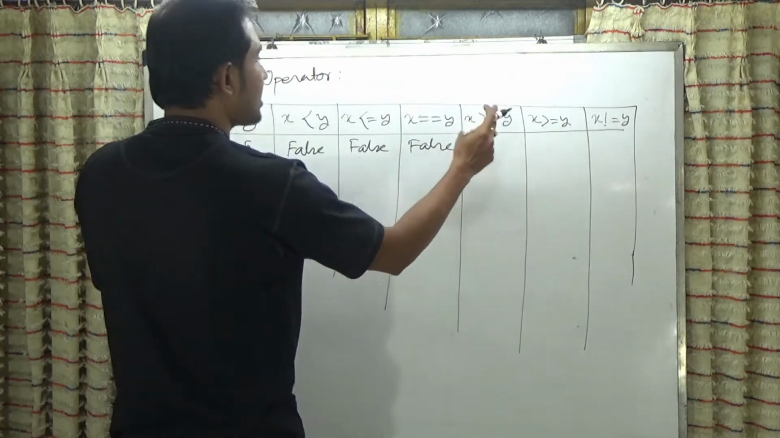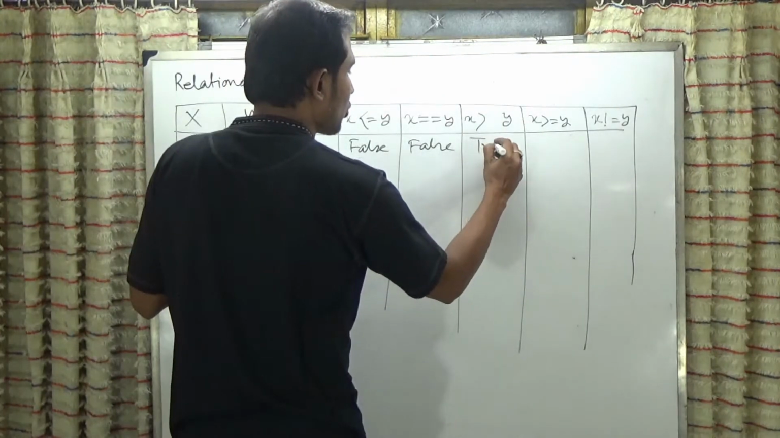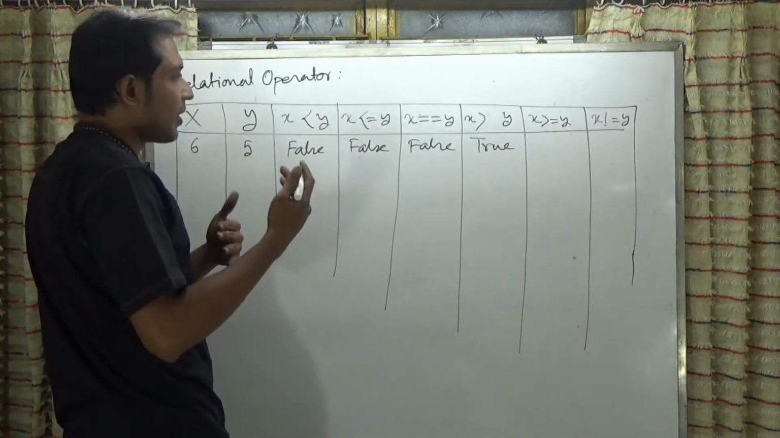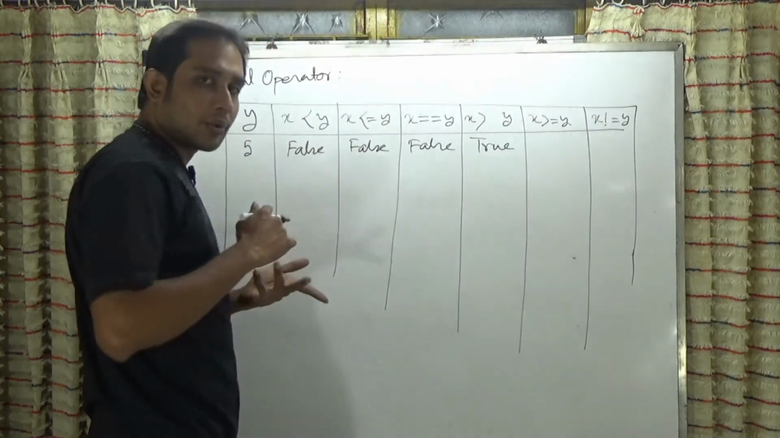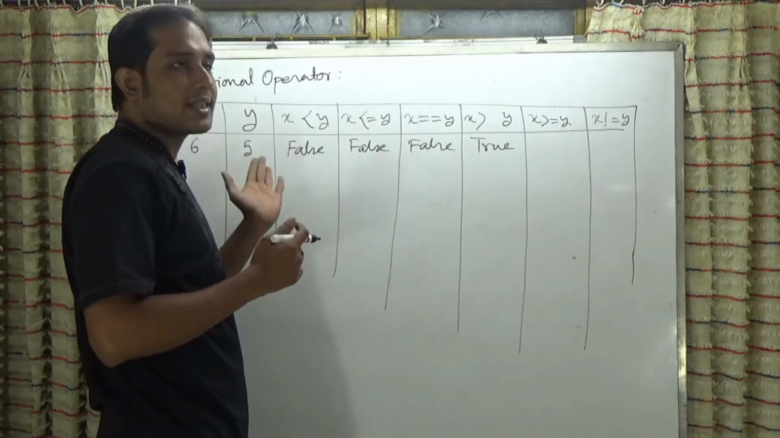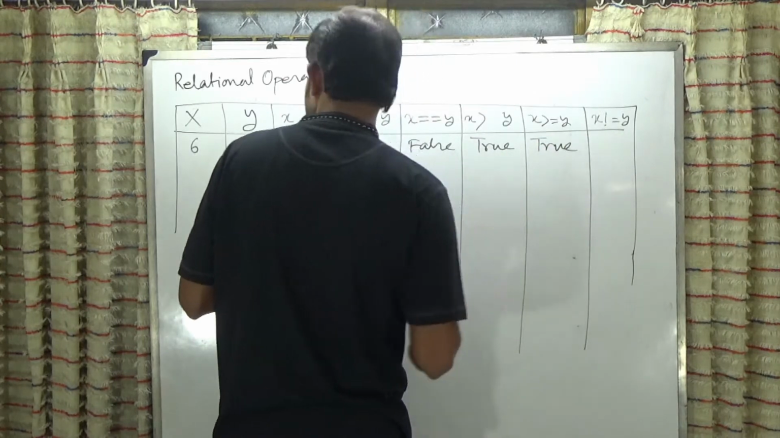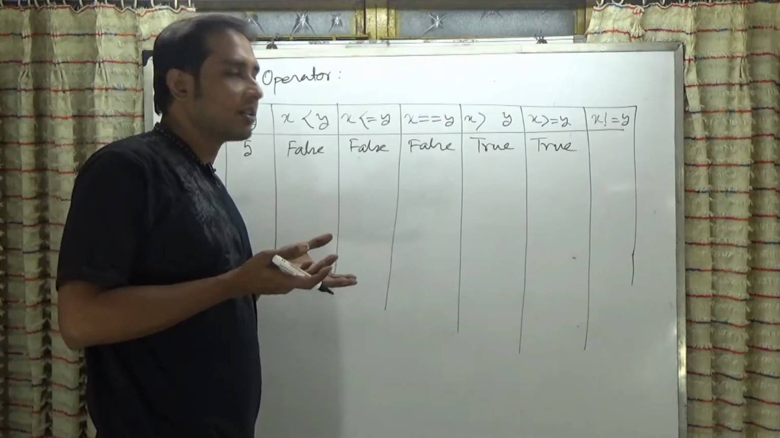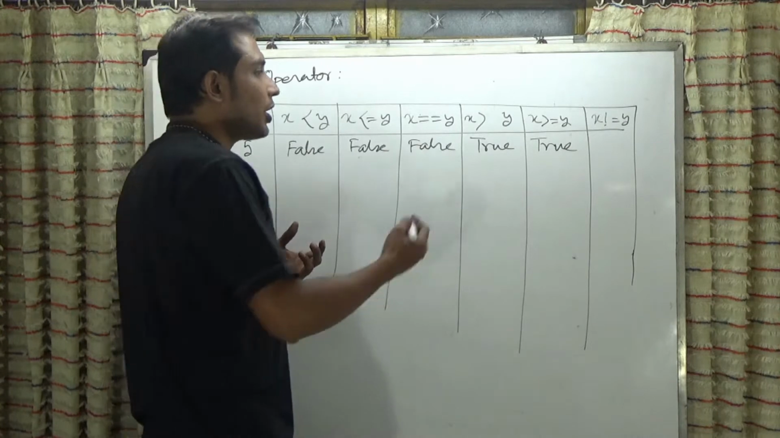In this case x is greater than y, so 6 is greater than 5, which is true, so it returns true. In this case also 6 is greater than 5 or equal to 5; it is not equal to 5, but as one condition, greater than, is correct, the output is true. And in this case 6 is not equal to 5, obviously, as 6 is a higher value than 5, so it is also true.